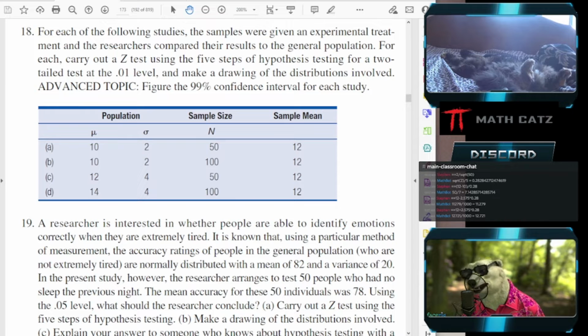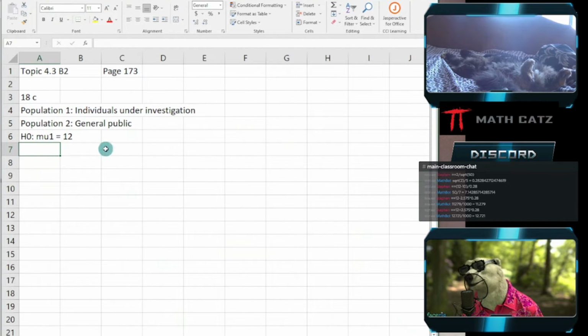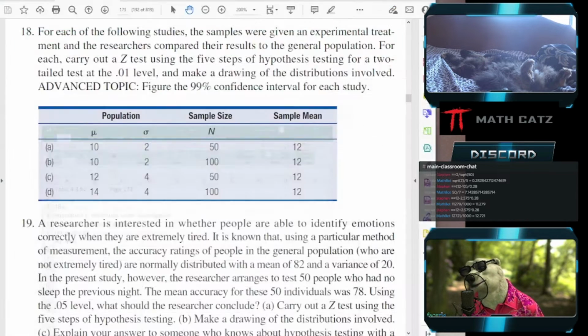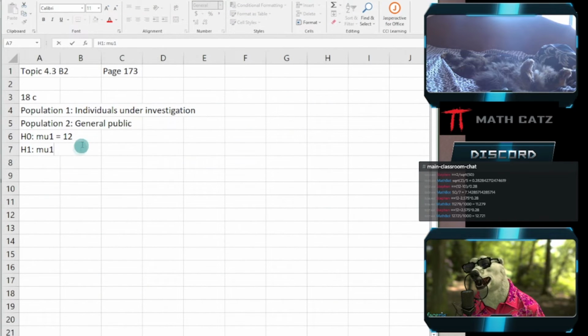Alrighty, so let's also make a note of the research hypothesis, of course. Now they say it is a two-tailed test. So my null hypothesis is that it's equal to the population 2 mean, or it is not. Now I don't want to mess with math symbols here, so I'll just say not equal to 12. All right. Then we're moving on.